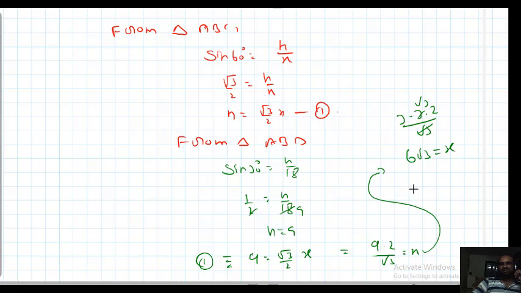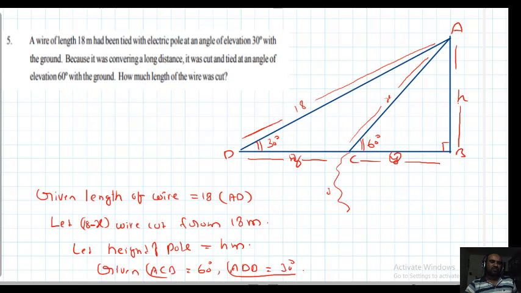Okay, what is x? You don't want x, no, 18 minus x you want. How much length of the wire is cut? Here I want to write. Equal to 18 minus x, that is equal to 18 minus 6 root 3. So you can take 6 common, 6 into 3 minus root 3 meters. Or sometimes you can convert into decimals, that is not a big problem.